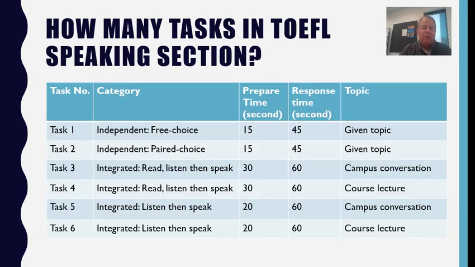Both Task 1 and 2 are independent speaking tasks, which means you introduce your own experience for the given topic. You will have 15 seconds to prepare after you hear the question. The difference is, Task 1 is free choice, and Task 2 lets you argue from 2 positions, otherwise known as a paired choice response.